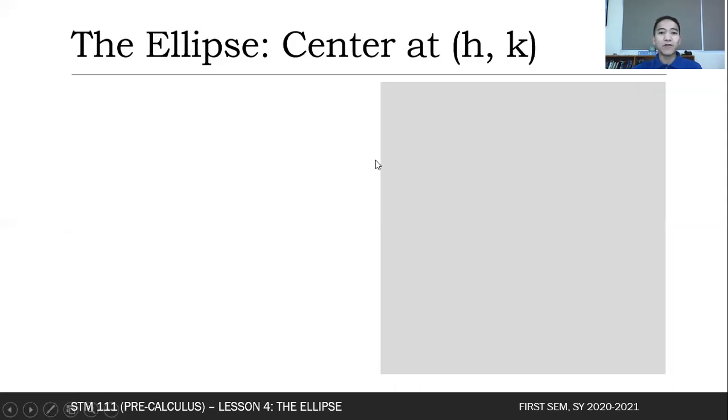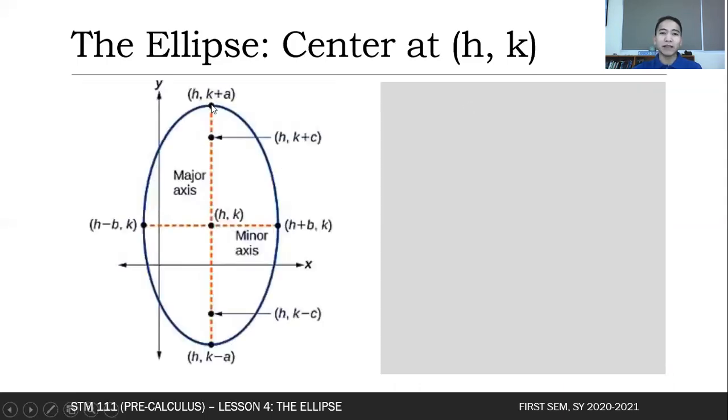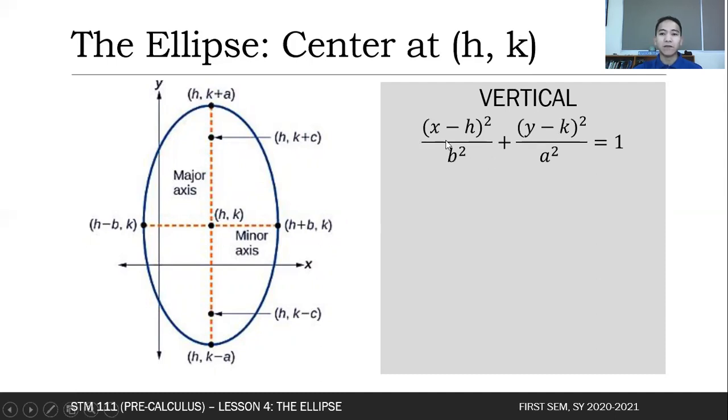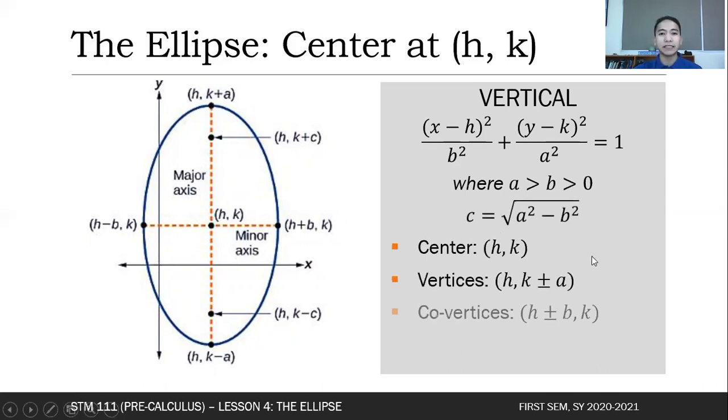Ito naman, yung vertical. Vertical siya kasi elongated siya, pahaba siya pataas at pababa. So yan, vertically elongated. So yan ang ellipse natin. So here, that's vertical kasi vertical ang ating major axis. Ito yung magiging formula niya. Okay, so dahil vertical, mas nauuna yung mas maliit na denominator kaysa sa mas malaking denominator na a squared. So the same conditions for A, B, and C. Then for the formulas for the center, vertices, co-vertices, and the foci, you can use the following.